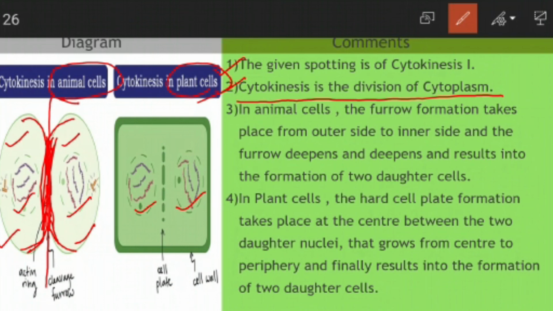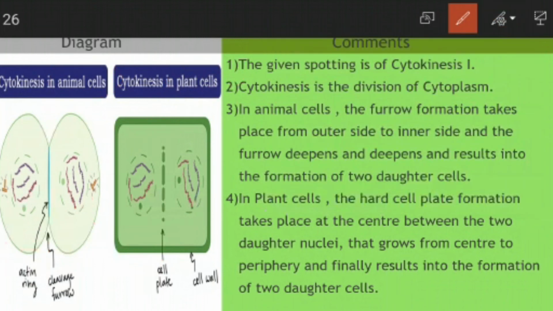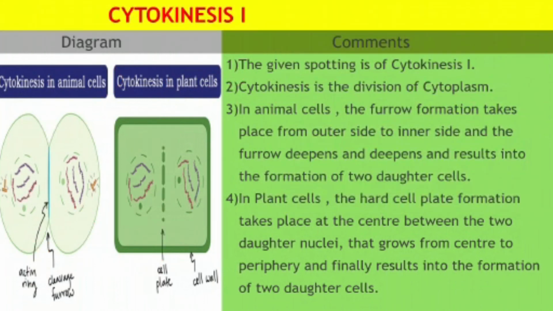Now in the case of a plant cell, no furrowing takes place. Actually, in between the two nuclei a cell plate formation takes place at the center, which proceeds from the center towards the periphery, and finally results in the separation of two daughter cells. So in this way, from one cell, two daughter cells are formed in animal cells by furrowing, and in plant cells by the formation of a cell plate. So here we have completed cytokinesis.